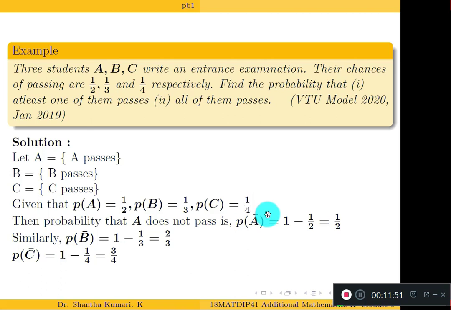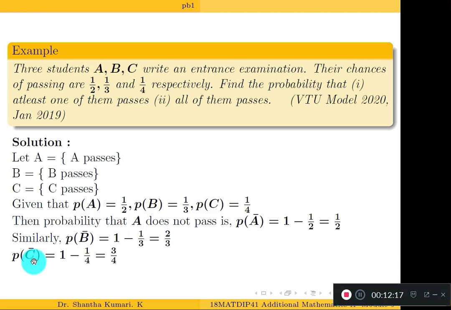So the chances of passing the examination are given. Then, the probability that A does not pass the exam: P of A complement, which is 1 minus P of A, 1 minus 1 by 2, which is 1 by 2. P of B complement is 1 minus 1 by 3, you get 2 by 3. P of C complement is 1 minus 1 by 4, which is 3 by 4.